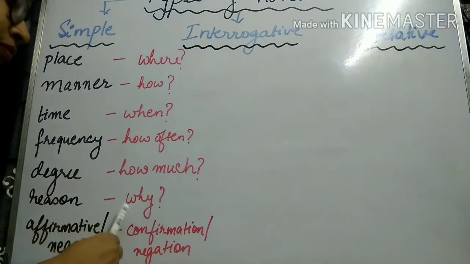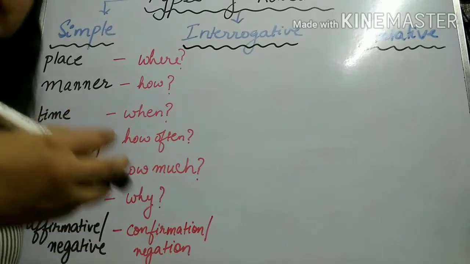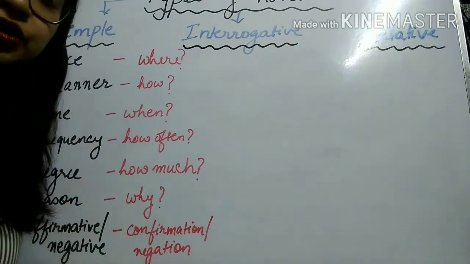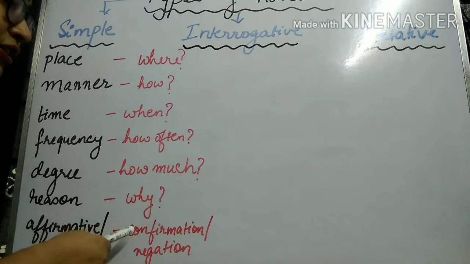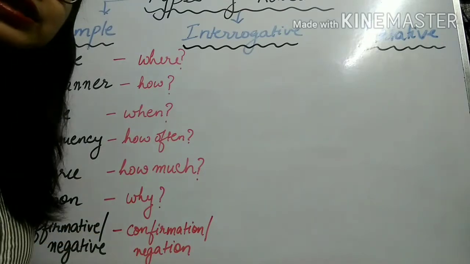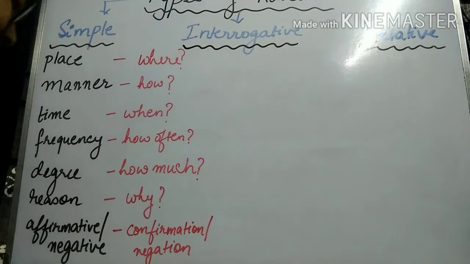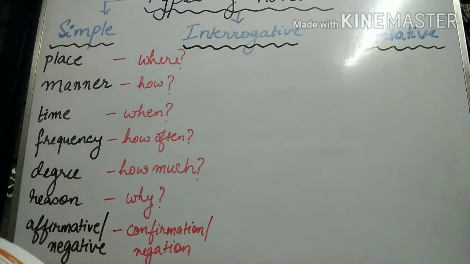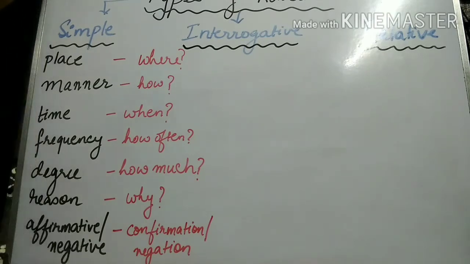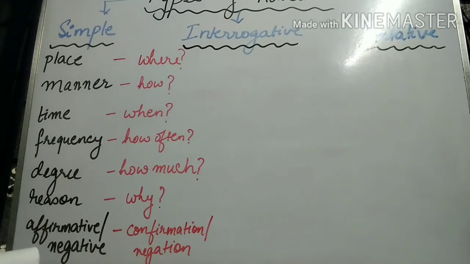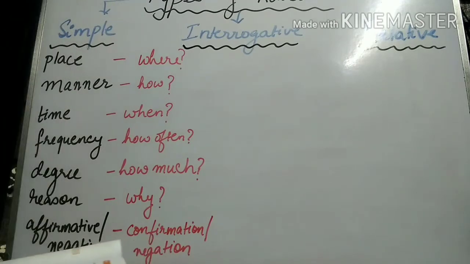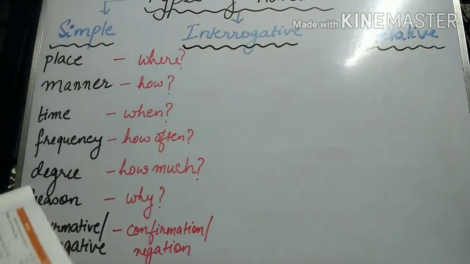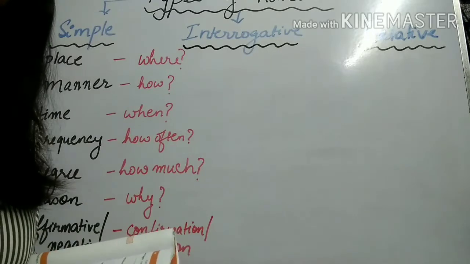Adverb of reason will actually give us a reason, building up a connection between a certain action and its result. So that will be adverb of reason. Usually words like therefore, hence, these are adverbs of reason. And the last one is affirmative or negative. Adverbs of affirmation or negation are usually used to confirm or negate an action. Now I'm going to write down some examples over here to give a better understanding of what we mean by these adverbs.